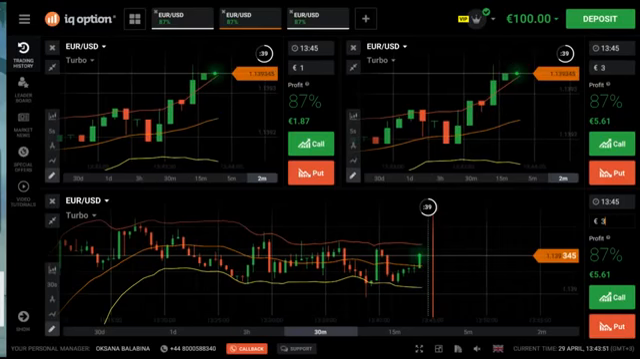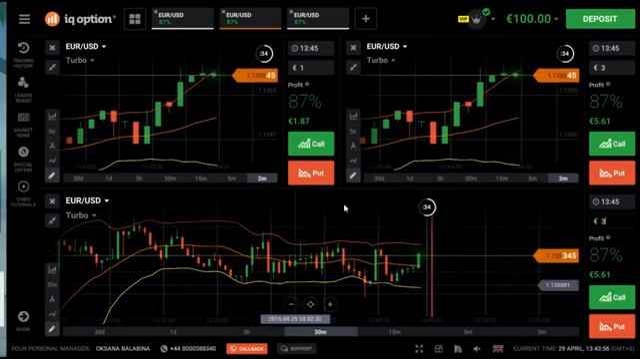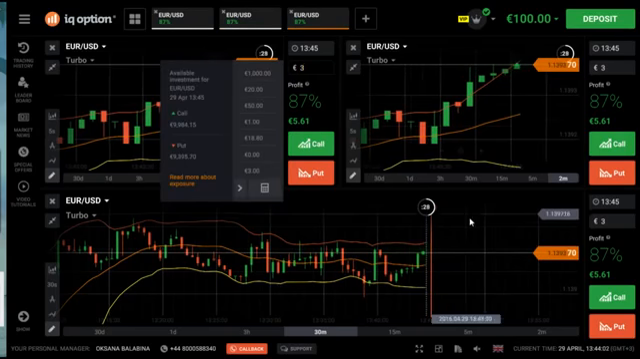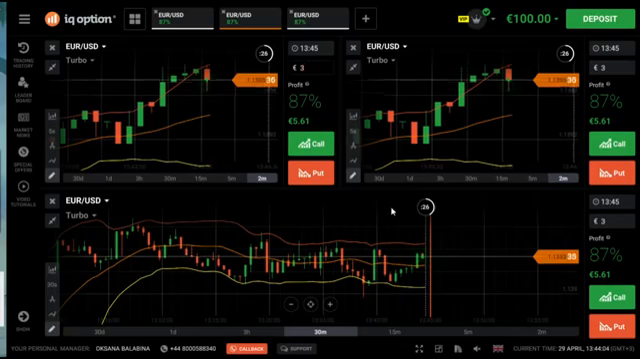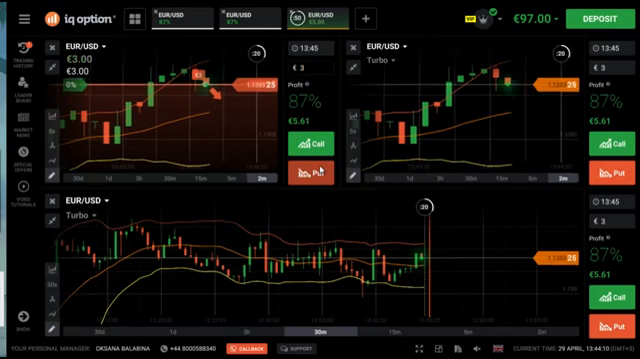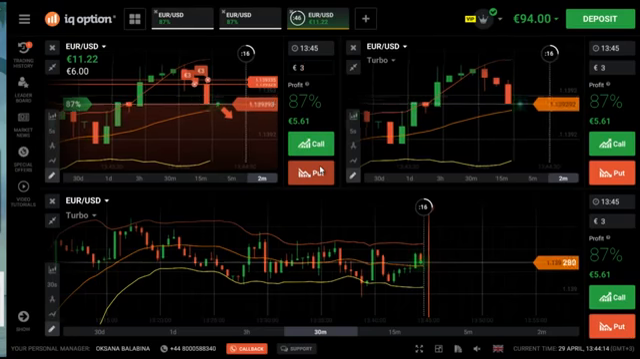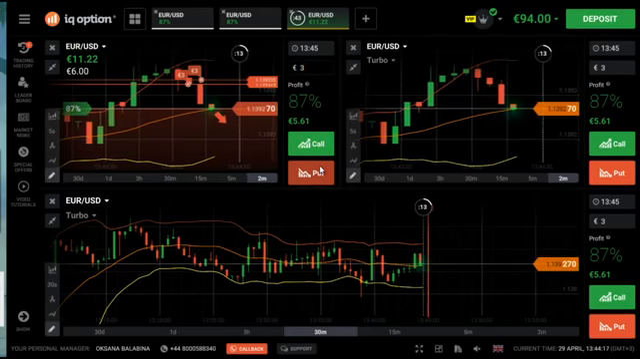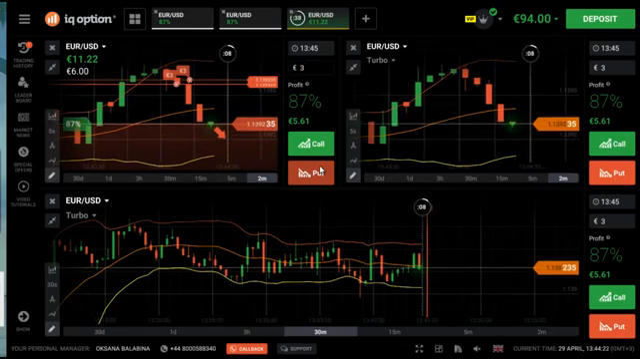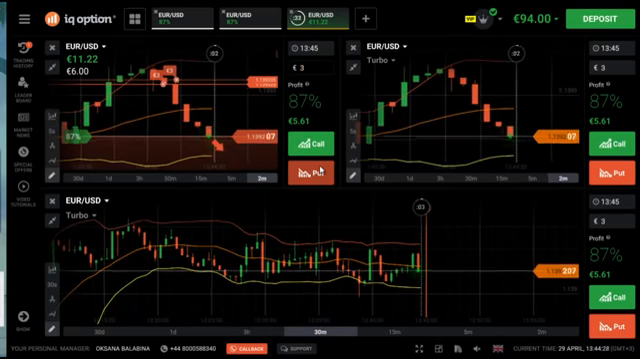Hi everyone, this is a real account with a fresh $100 deposit, and this setup is something I'm experimenting with, having 3 windows. At the top it's a 5 seconds with a Bollinger Bands with 20 period with a deviation of 2, and the bottom is the 30 seconds with the same Bollinger Band.